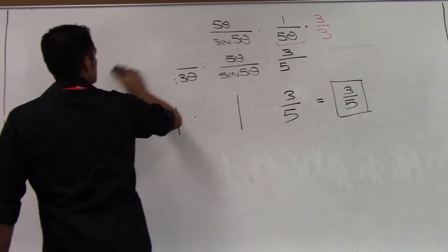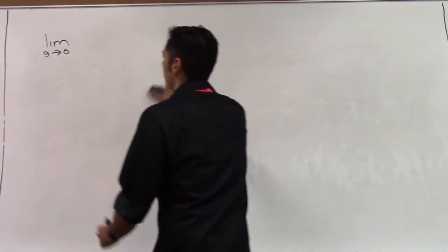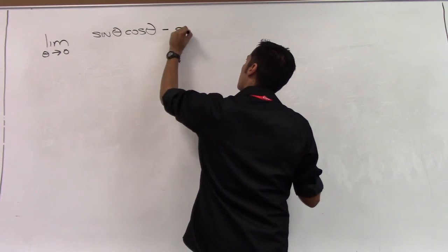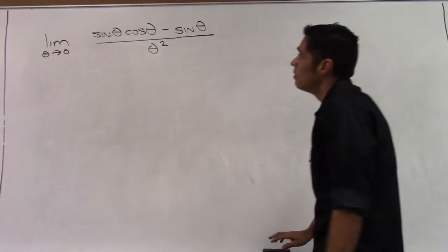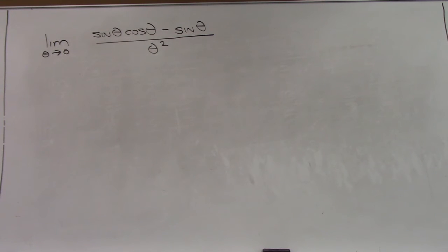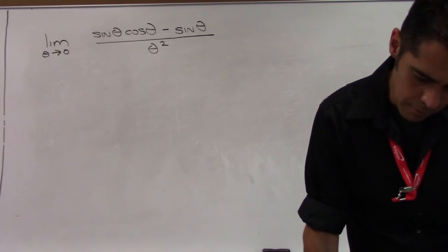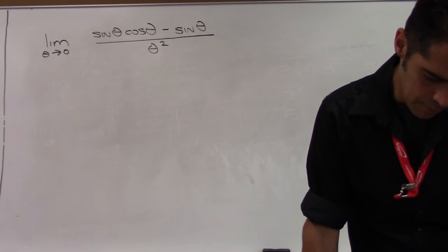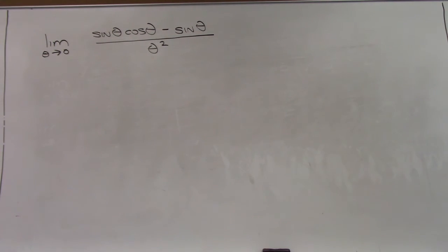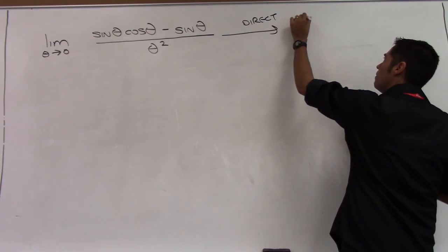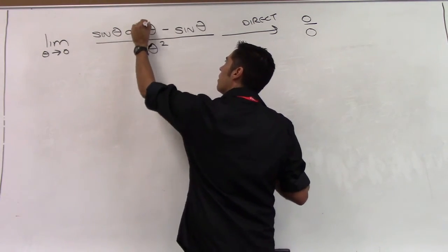Let me see if I can make one up real quick. How about this? Sine theta cosine theta minus sine theta over theta squared. So what's the limit as theta goes to 0? What do you get here? Sine theta, cosine theta, 1. Yes, it's multiplication right there. What do we get if we try direct substitution? 0 over 0? Yeah, it's theta squared. I always have trouble closing off my theta, sorry.